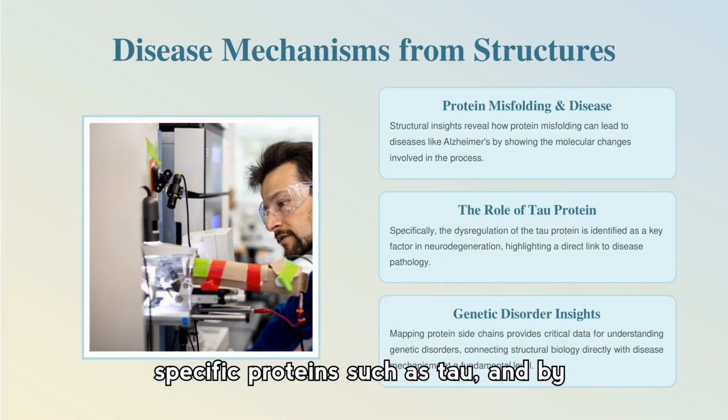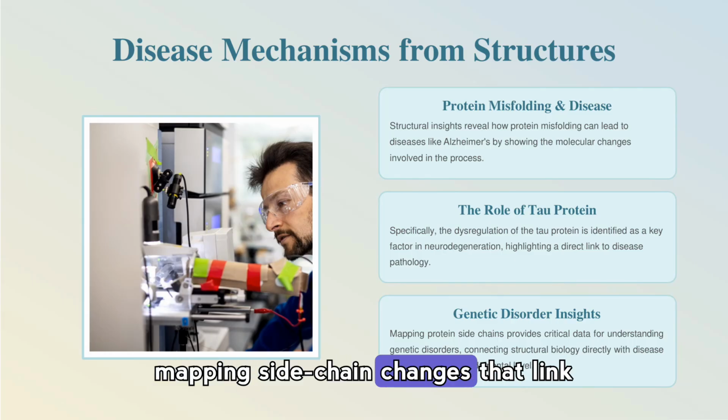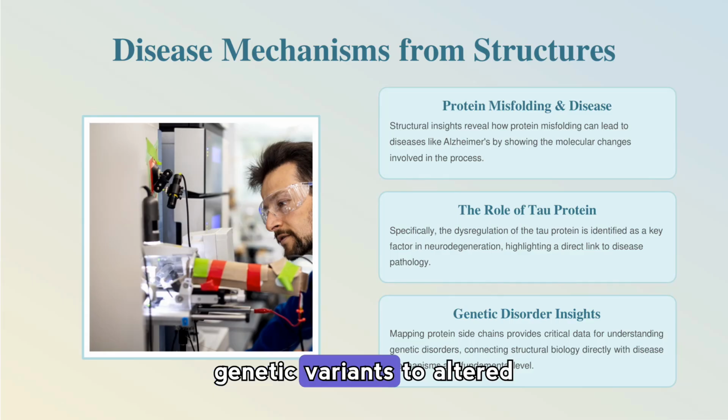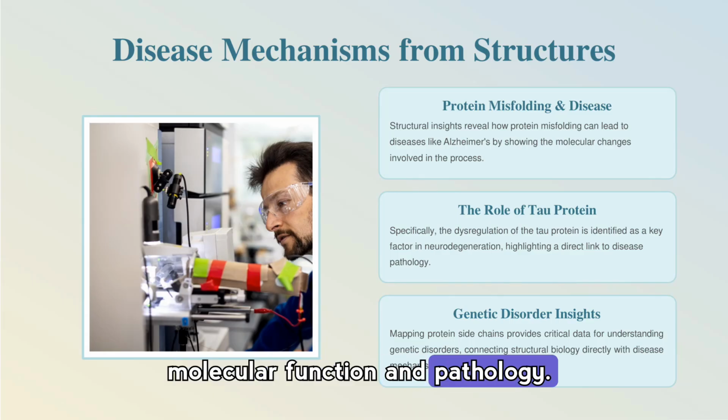Structural biology reveals disease mechanisms by showing how protein misfolding and aggregation contribute to conditions like neurodegeneration, highlighting specific proteins such as tau, and by mapping side chain changes that link genetic variants to altered molecular function and pathology.